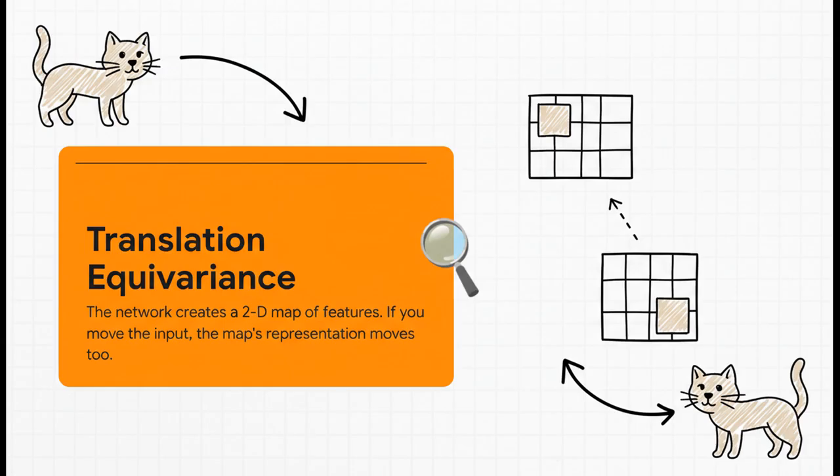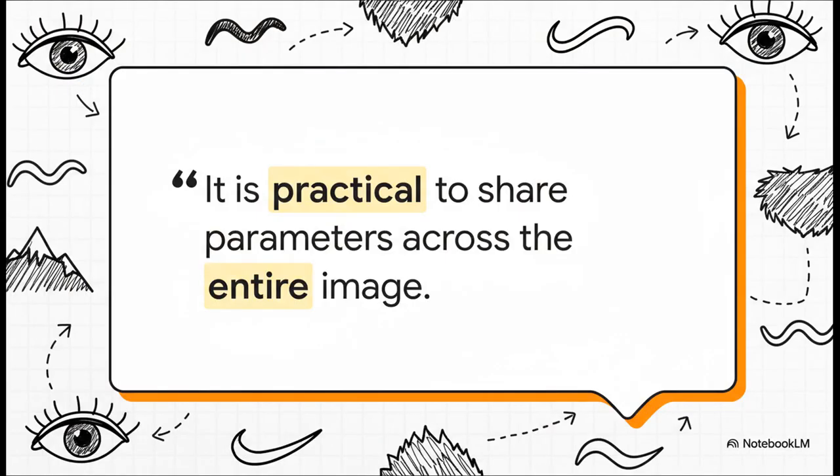It's predictable. And this whole superpower, it all works because of one beautifully simple and powerful assumption. We're basically betting that a useful feature, like, say, the curve of an eye or the texture of a dog's fur, is going to be useful to find no matter where it shows up in the picture. An edge is an edge, right? Doesn't matter if it's on the left side or the right side.